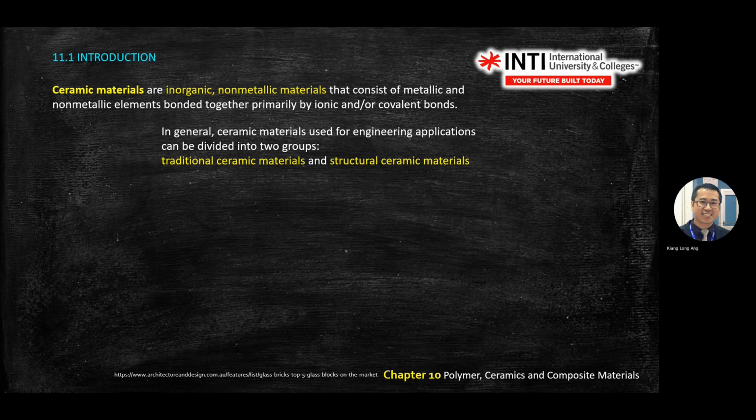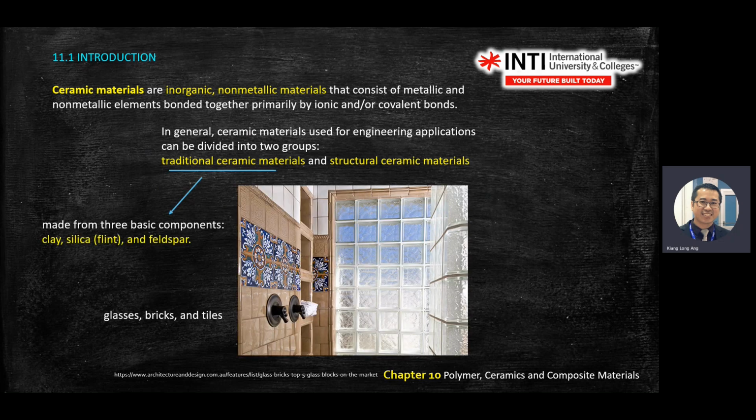So far, chapter 1 to chapter 9, we always deal with metal component. But when it comes to chapter 10, we go into polymer. Polymer is not a metal material, but ceramic is a non-metallic material and inorganic, right? It can be a mixture between metallic and non-metallic. Yeah, so they have two types of ceramic material.